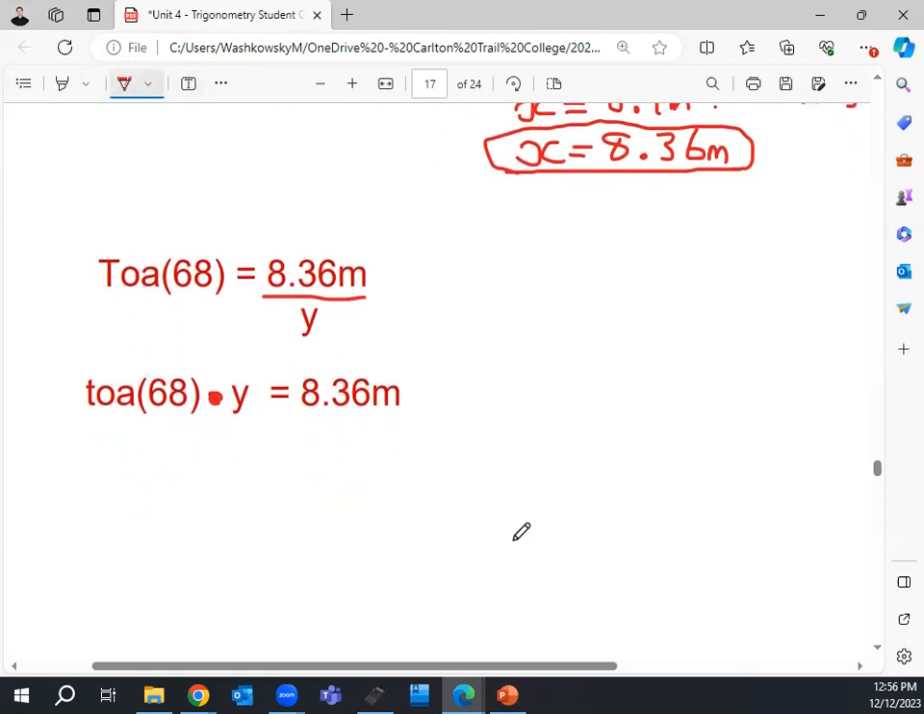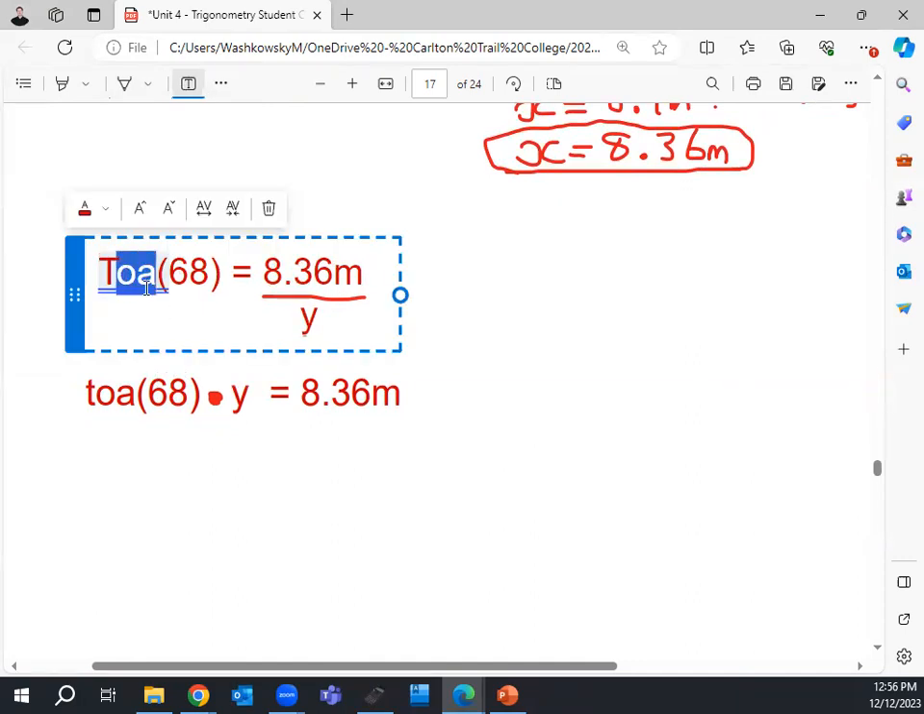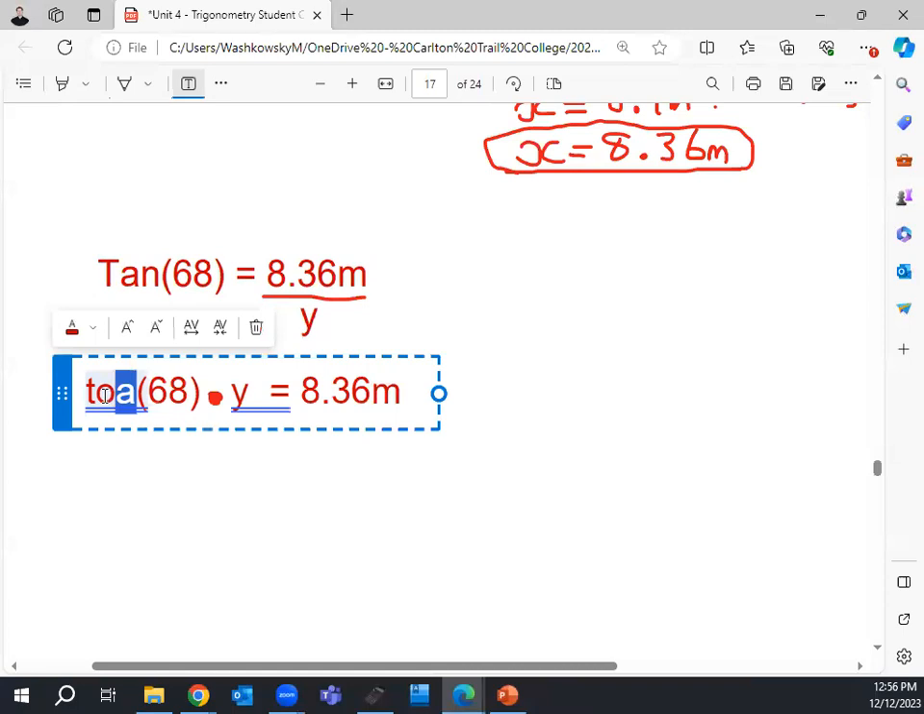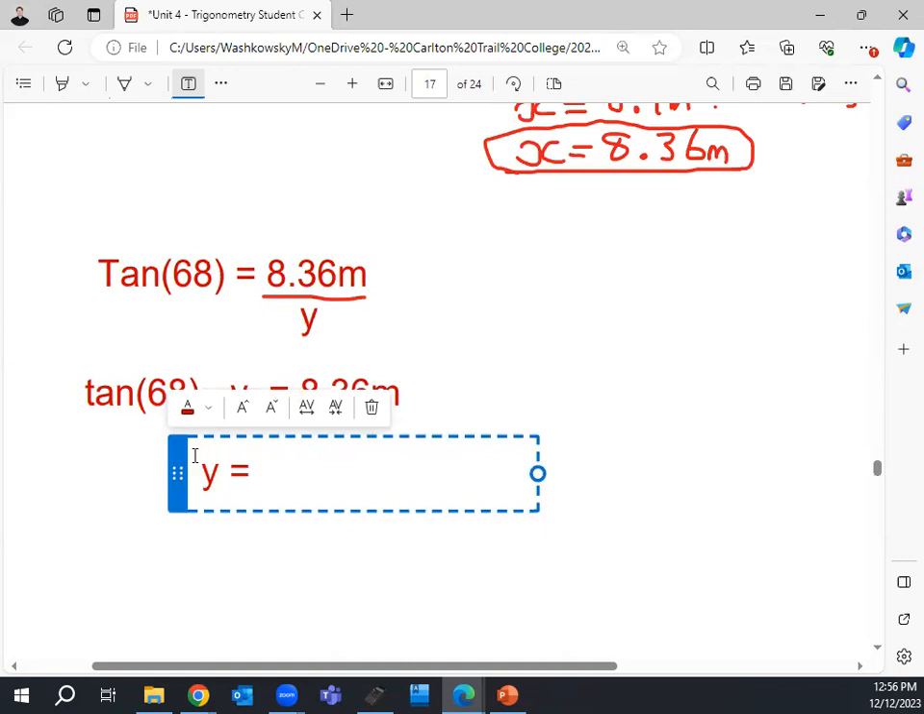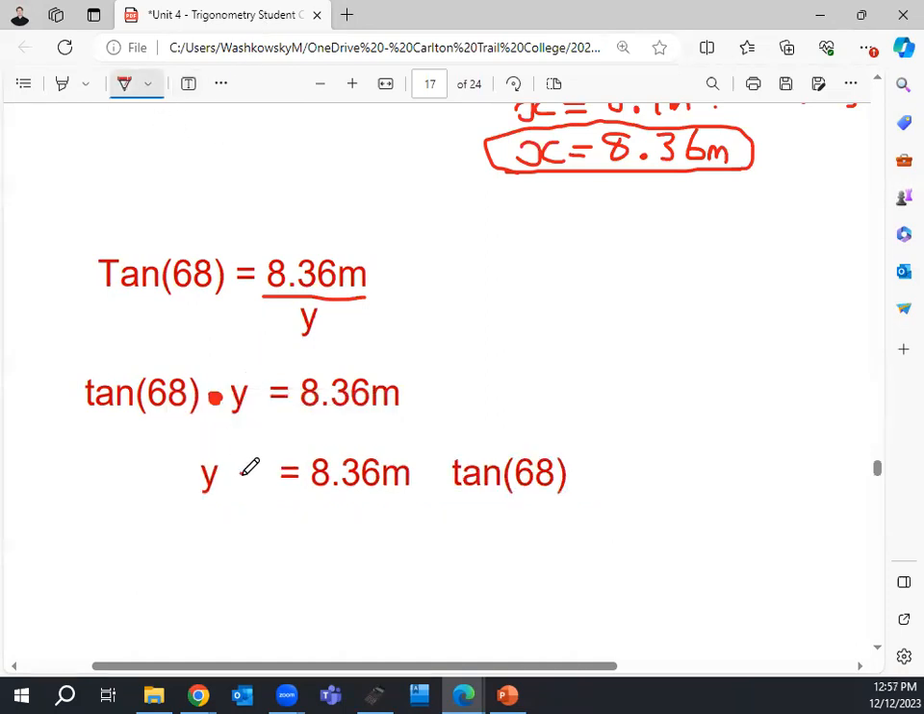And so now what do I need to do? Why did I write TOA? Tangent, yes. So now you're right, I need to divide by tangent of 68. And you're going to notice what I've been doing is I've been getting the equal sign in the same place, getting the variables in the same place. You don't have to do that, but I find it's quite helpful to understand what's going on as you come back to it later on. That's why I move my equations around like this, just to keep things in the same order.